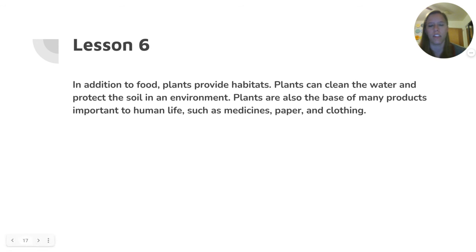And finally, lesson 6. In addition to food, plants provide habitats. Plants can clean the water and protect the soil in an environment. Plants are also the base of many products important to human life, such as medicines, paper, and clothing.